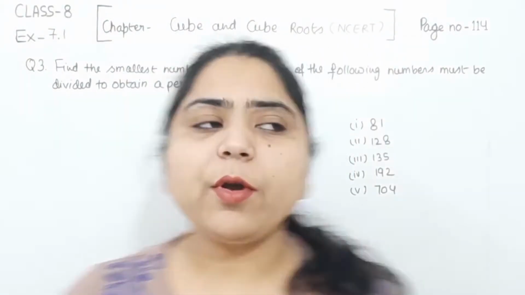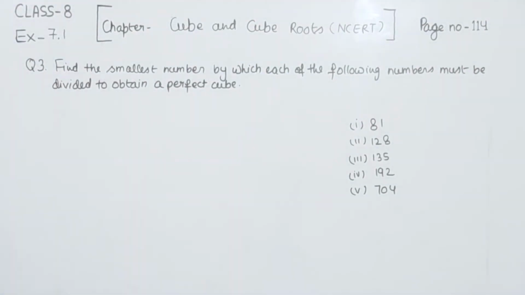Exercise 7.1, page number 114, question number 3. Find the smallest number by which each of the following numbers must be divided to obtain a perfect cube. In the last question we multiplied with the number. Now in this one we have to divide with the number. So I'm going to start with the first one.